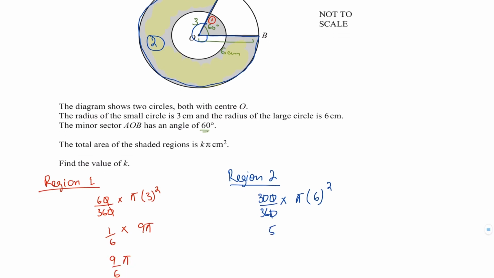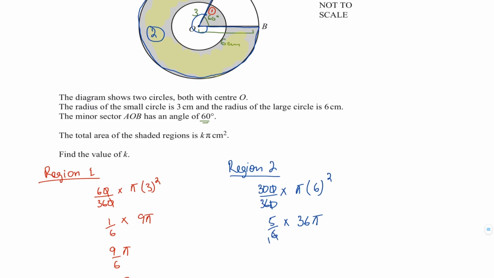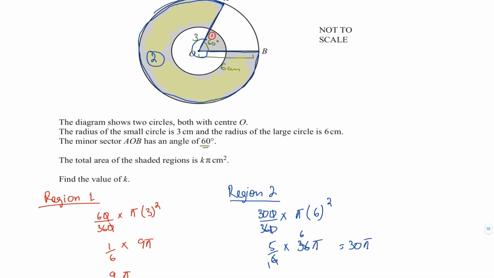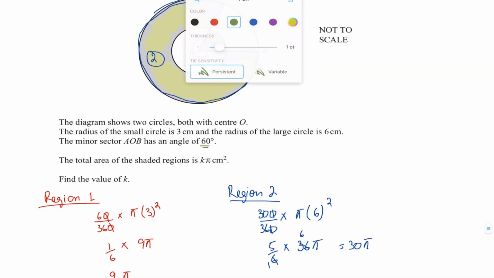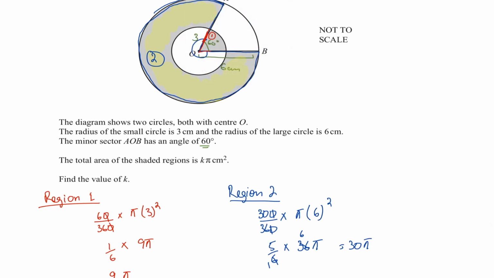So this is going to give me 5 upon 6, 30 upon 36 when simplified is 5 upon 6, multiplied by the square of 6, which is 36, so 36 pi. 6 ones are 6, 6 6s are 36, 5 times 6 is 30 pi. Now from this I need to subtract this region. Let me show you what I'm talking about. I am talking about this region.